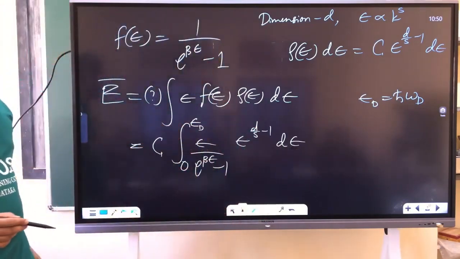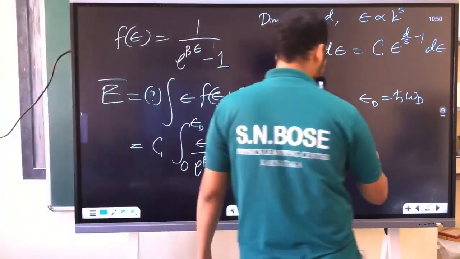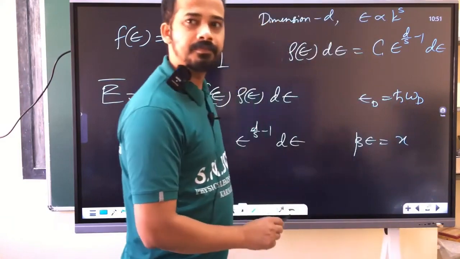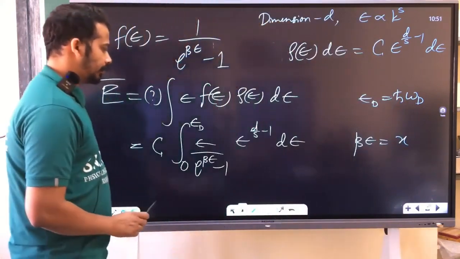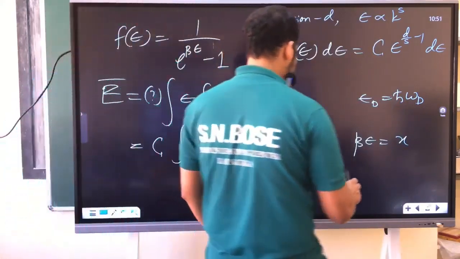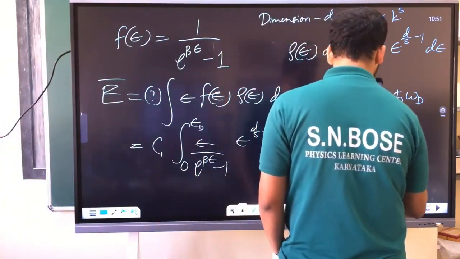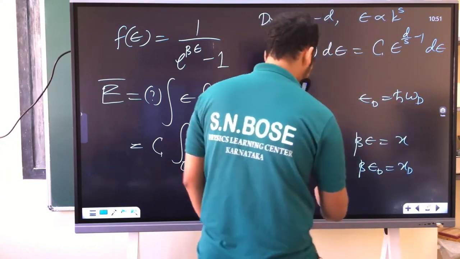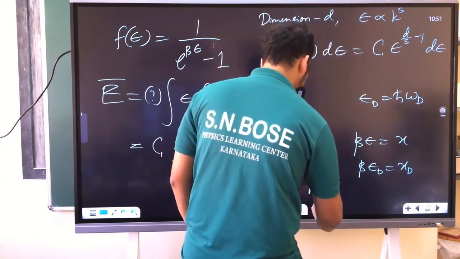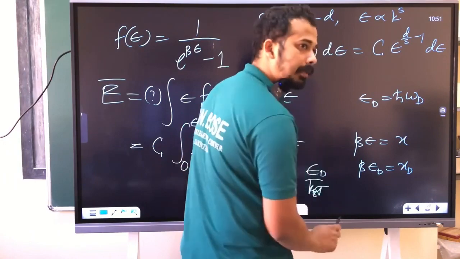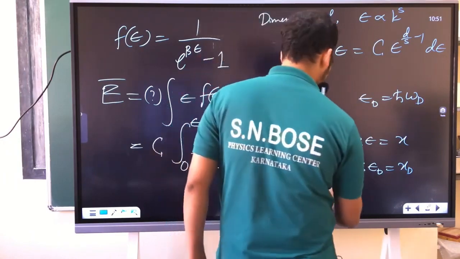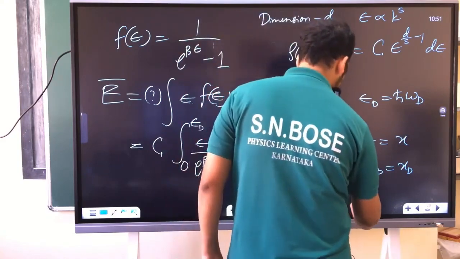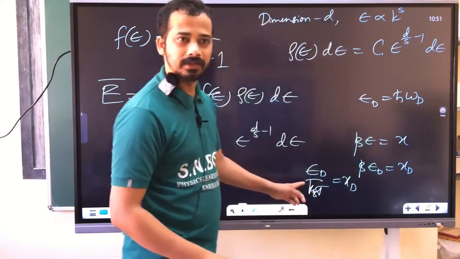How do you get the temperature term outside? You put beta E equal to some x. Beta E is equal to x. So then beta E_D is equal to x_D. Am I right? Then we argue that E_D divided by k_B T at low temperature, it's actually omega D in the theory, that's equal to x_D. This is very, very high. We argue like this.